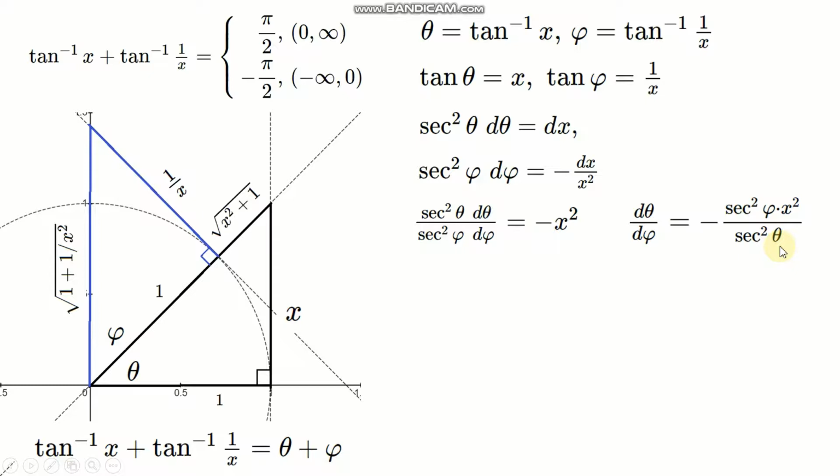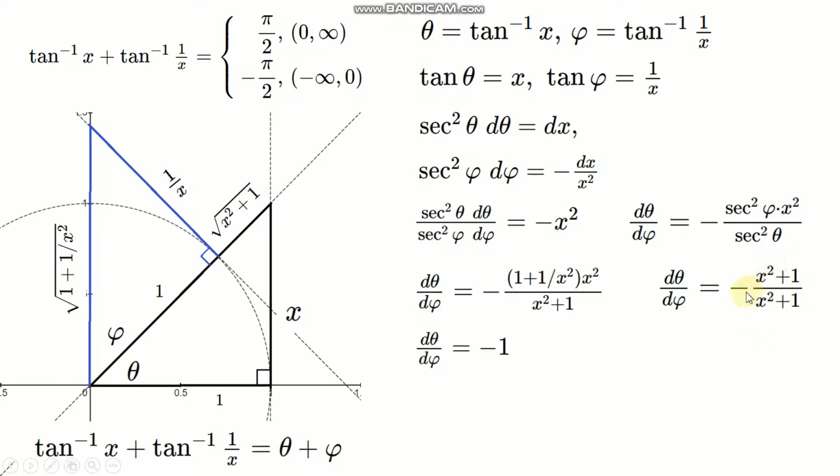Since secant squared phi bar is hypotenuse over adjacent of this blue triangle, we have 1 plus 1 over x squared after squaring the hypotenuse side. While secant theta is hypotenuse over adjacent of this black triangle, the denominator part we have x squared plus 1 after squaring the hypotenuse side. Now we distribute the x squared in the numerator part, we have d theta over d phi bar equals negative x squared plus 1 over x squared plus 1. And this is nicely equal to negative 1.